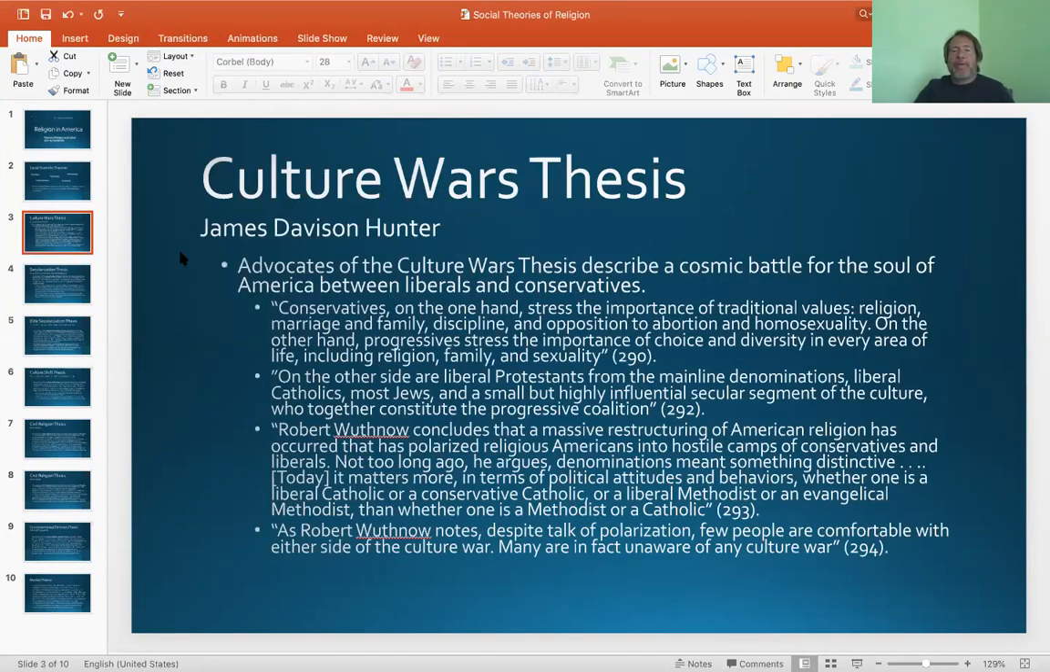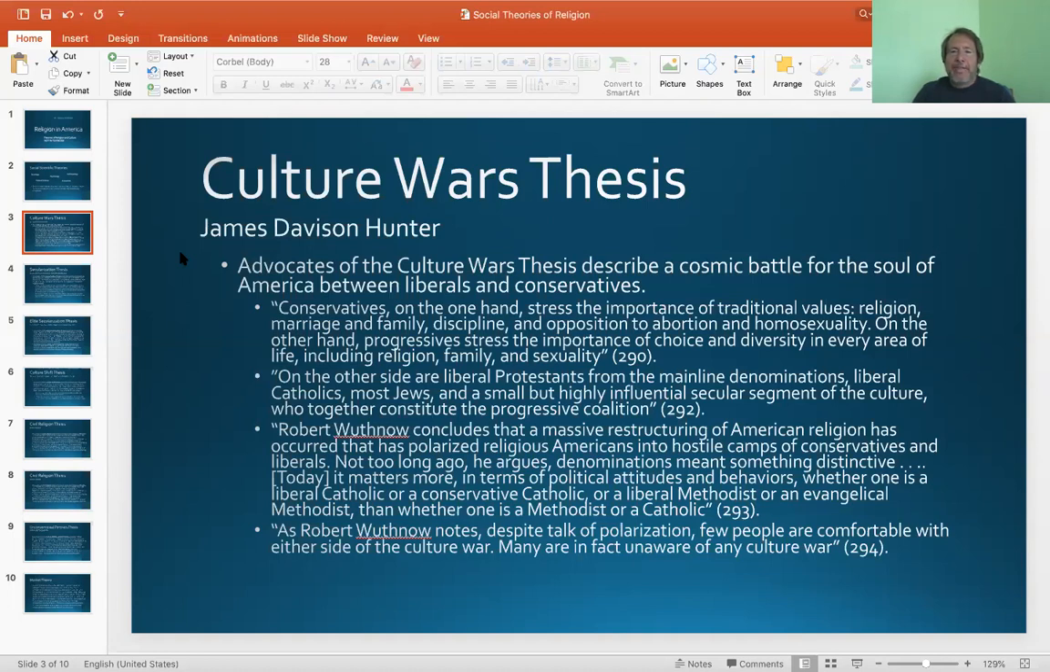starting with the culture wars thesis. And for me, this has been one of the most helpful ways of understanding religion in the contemporary United States. This thesis was first advocated by James Davison Hunter 30 or 40 years ago. And he argued that instead of the distinctions between Methodists and Baptists and Reformed, and instead of even differences between Catholic and Protestant and Jew, even to some extent, although again they correspond with the modernist fundamentalist debates.